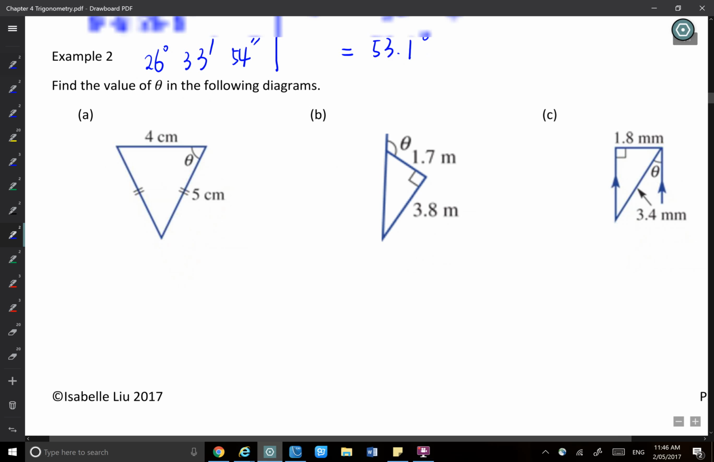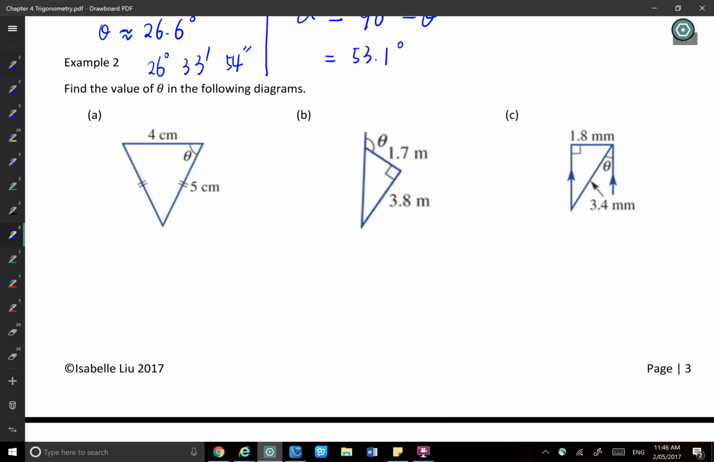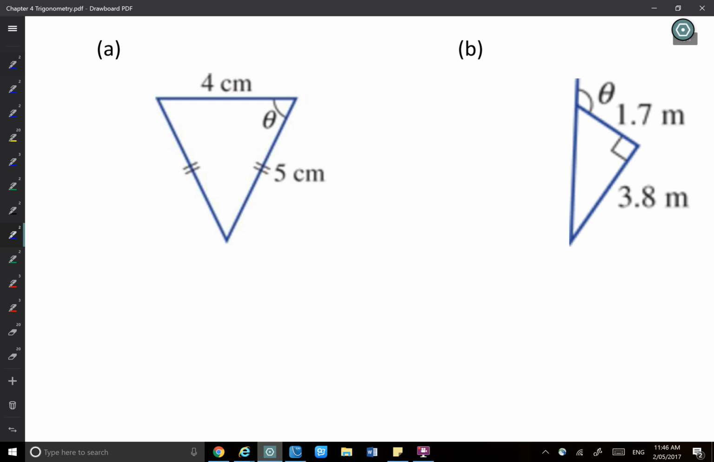Example 2 will not be that straightforward. You won't always have a right angle triangle. The question will not always be there for you to just figure it out. It's not that easy. So we'll have some triangles like that. Find the values of theta in each of the diagrams. So we have the first diagram here.